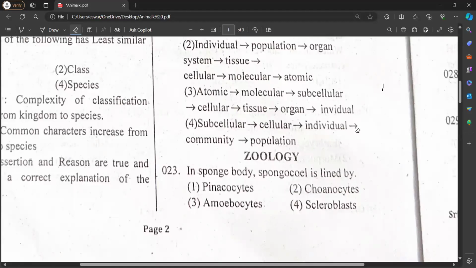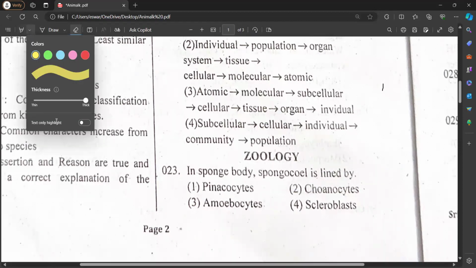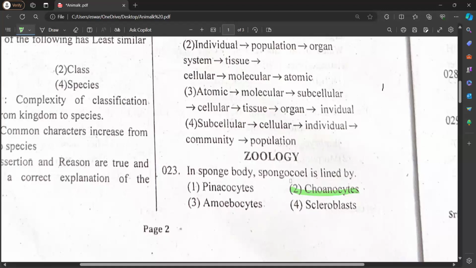Animal kingdom practice questions. In sponge body, spongocoel is lined by pinacocytes, choanocytes, amoebocytes, scleroblast. Choanocytes. So the spongocoel is lined by choanocytes. These choanocytes have other names like collar cells or flagellated cells.